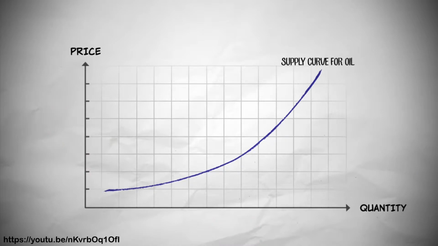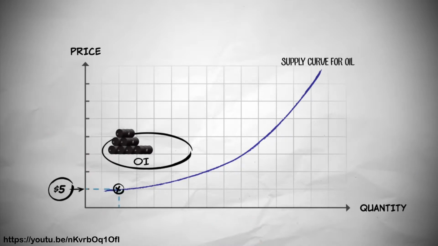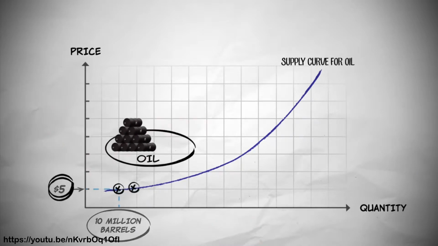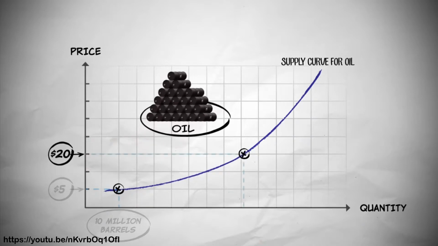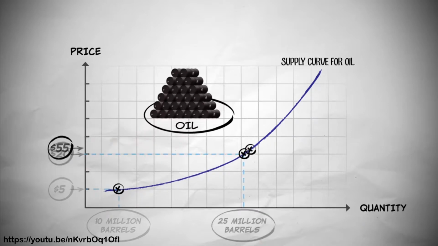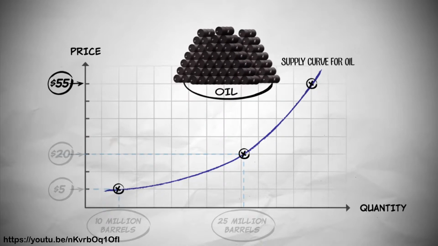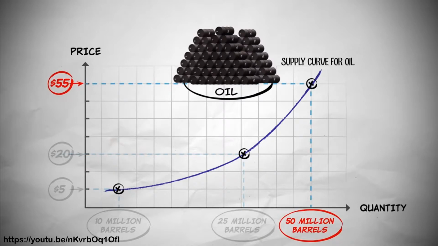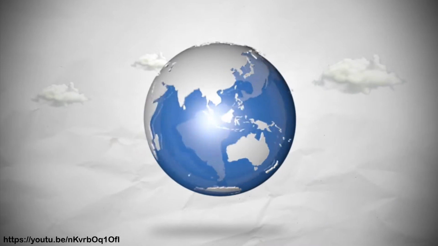In this example, at a low price, $5 per barrel, let's say 10 million barrels of oil are supplied per day. At $20 per barrel, 25 million barrels are supplied. And at $55 per barrel, 50 million barrels are supplied. So in general, a higher price means a greater quantity supplied. Let's delve deeper and see why.